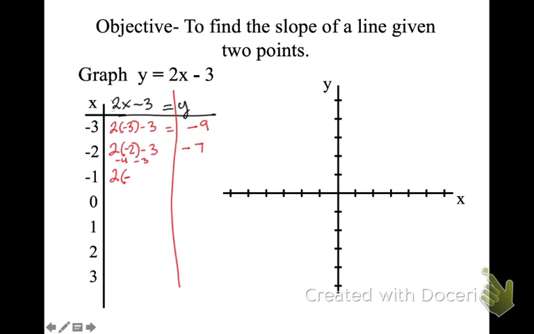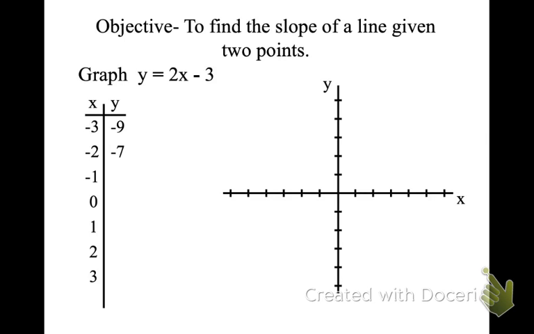2 times negative 1 minus 3: 2 times negative 1 is negative 2, minus 3 is negative 5. 2 times 0 minus 3 is negative 3. And we keep going. 2 times 1 is 2, minus 3 is negative 1. 2 times 2 is 4, minus 3 is 1. And 2 times 3 is 6, minus 3 is 3. And I plot those points. Okay?